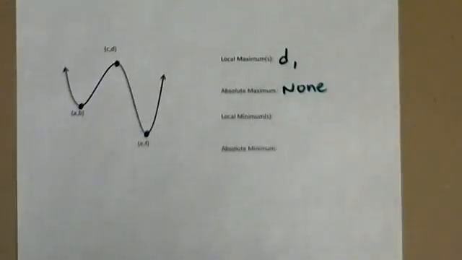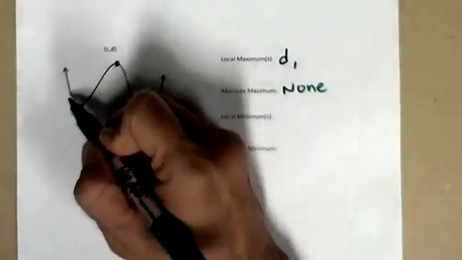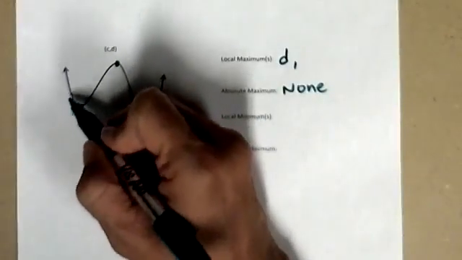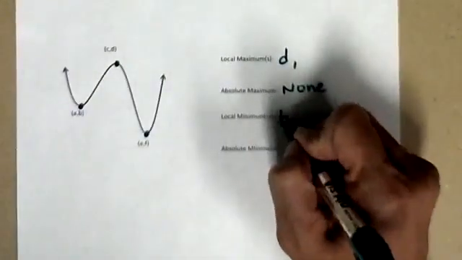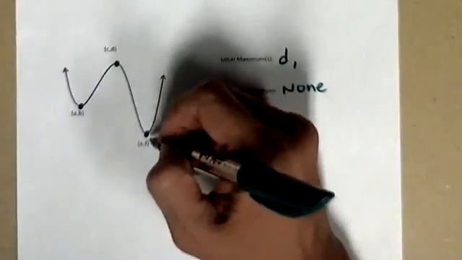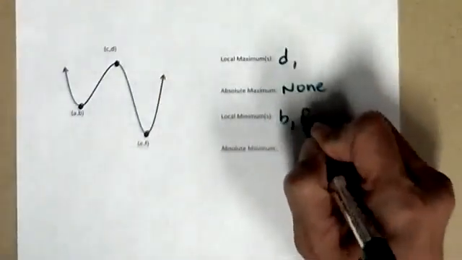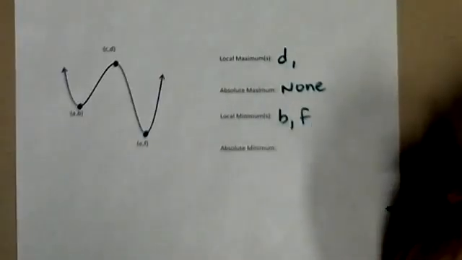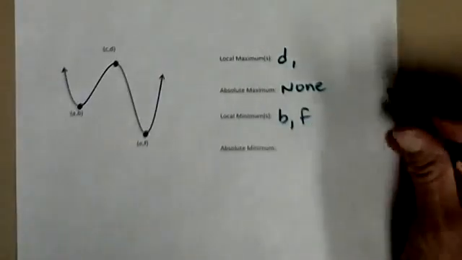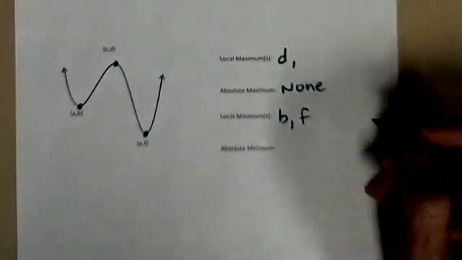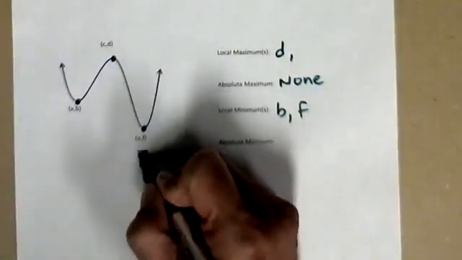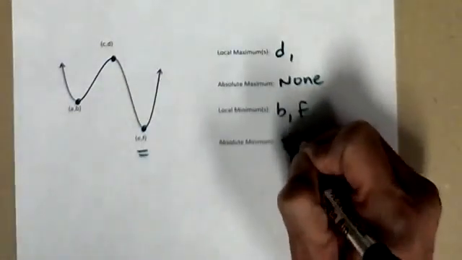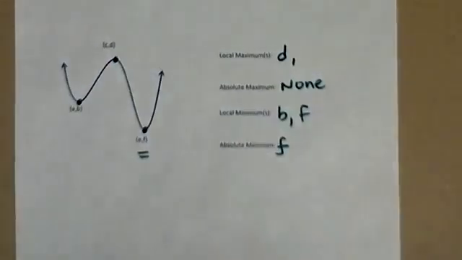Okay. What about some local minimums? Any local low points? So bottom of the hill before you have to trudge back up. Here's one down here at B. Here's one down here at F. Then absolute minimums. Are there any points that are lower than any other point on my graph? And in this case, there is one of those, that point EF. So just the y value, though, would be F.